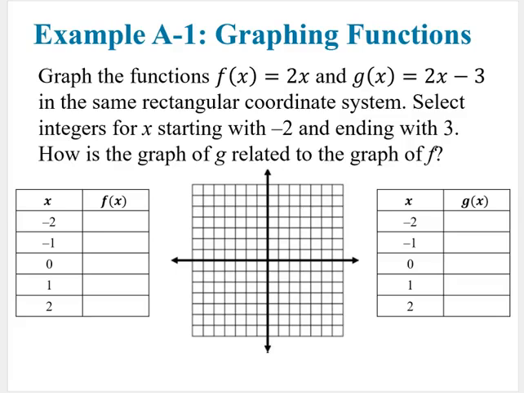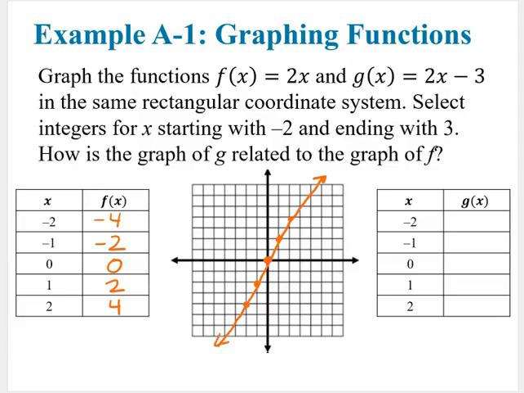We're going to start filling out the chart for f of x. Plug in -2, so -2 times 2 is just -4. Do the same thing, -1 times 2 is -2, 0 times 2 is 0, 1 times 2 is 2, 2 times 2 is 4. And then I would go through and plot these points: -2, -4, -1, -2, 0, 0, 1, 2, 2, 4. And then we would draw that line.